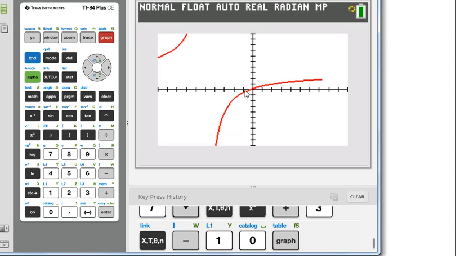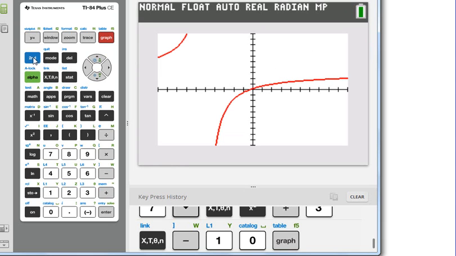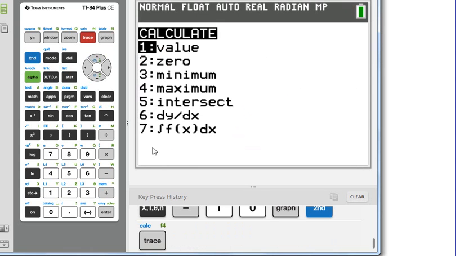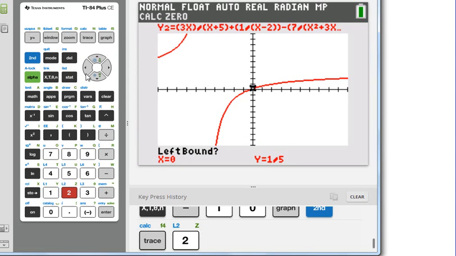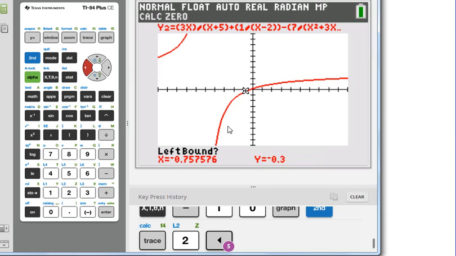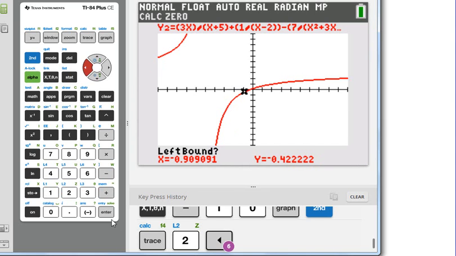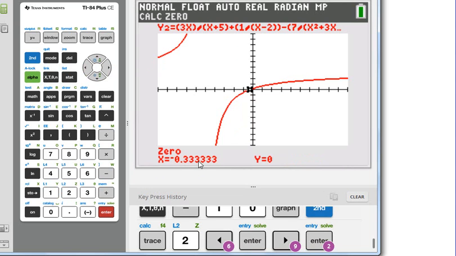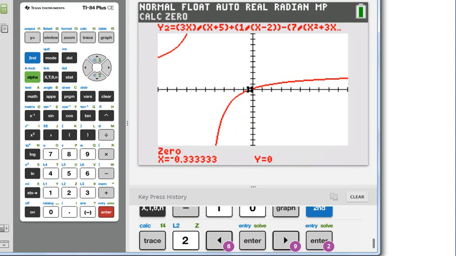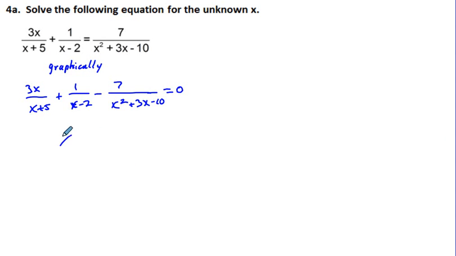So here it looks like between -1 and 0. To find out exactly what that is, we can go to second trace, we can go to 0, which is option 2, and we're asked the question left bound, so we just arrow over here to the left of the x-intercept, press enter, and then we arrow to the right of that x-intercept, press enter again twice, and we get -0.3333, which is, I hope you recognize, as -1/3. So x is equal to -1/3, and so that's graphically. And then you can also do this one algebraically.